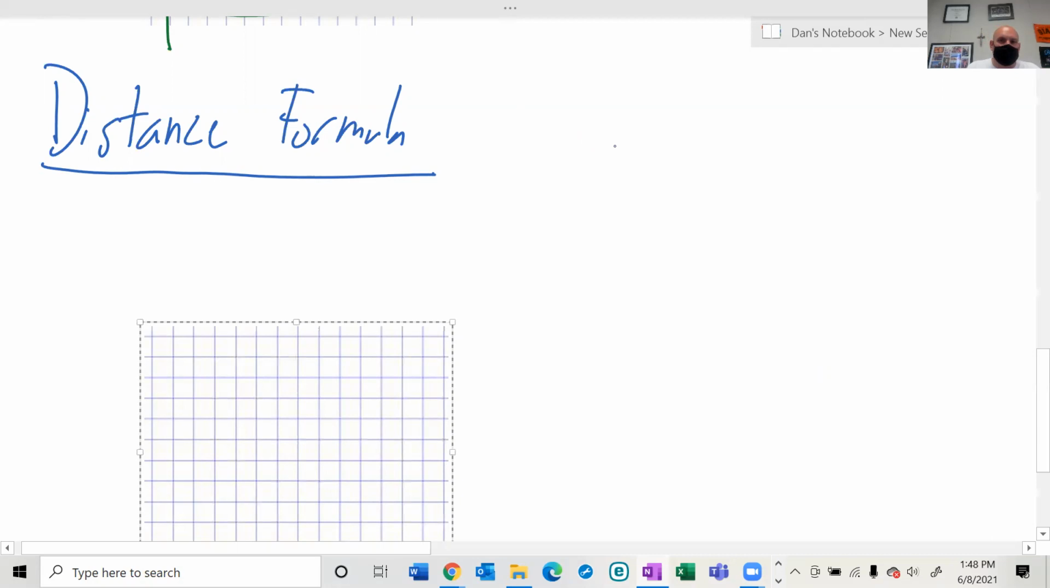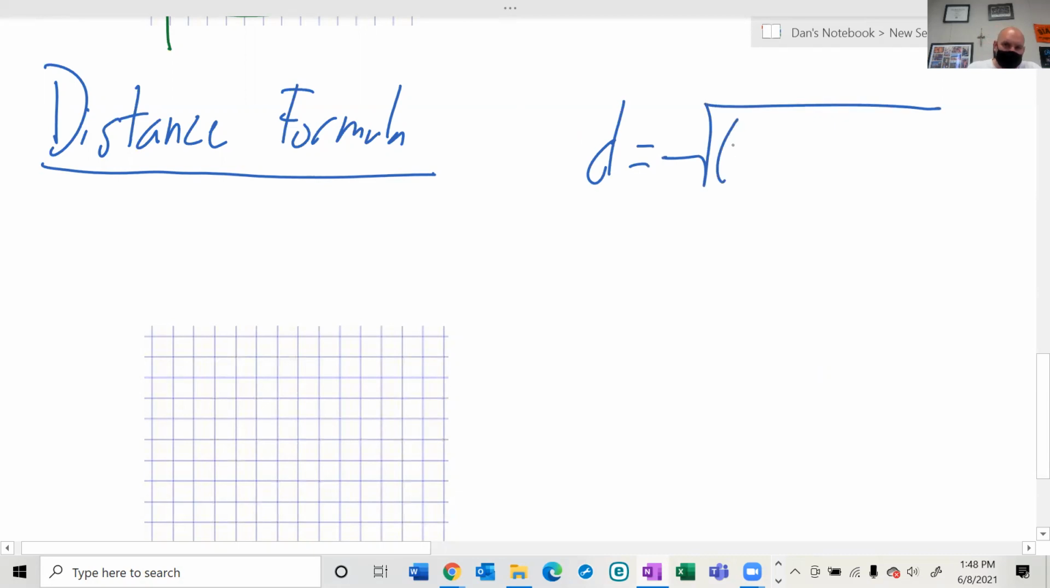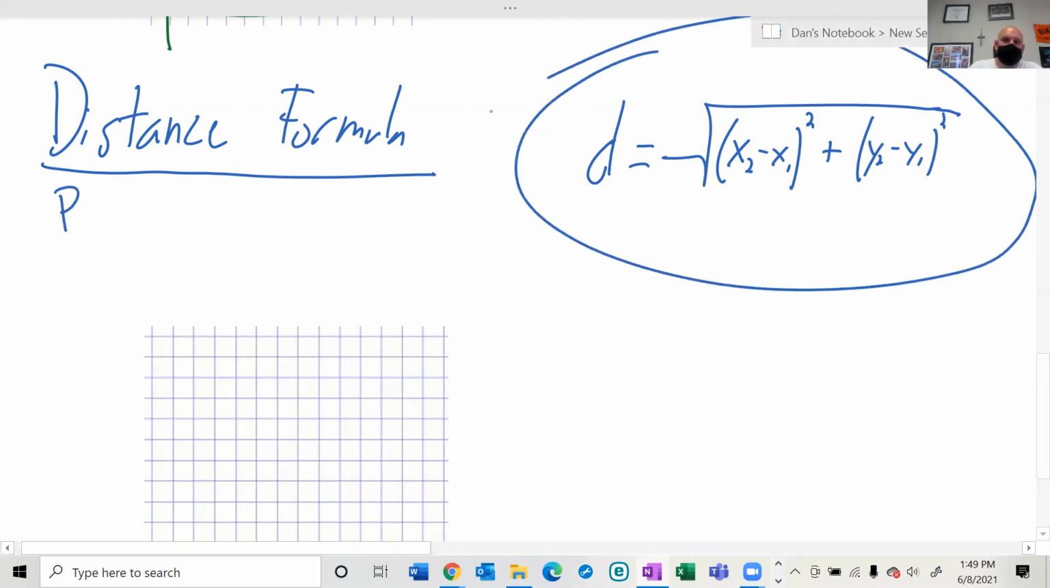So let's write out the distance formula. The distance formula is this. The distance formula is the square root of x2 minus x1 squared plus y2 minus y1 squared. We're not going to use that. The procedure, and it's good for you guys to be aware of this because other teachers will tell you to use that. Let me tell you where this comes from.